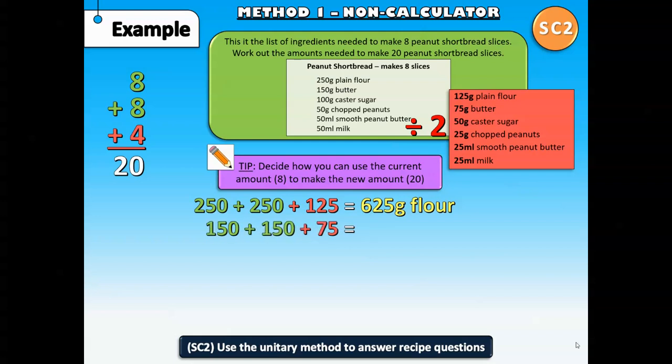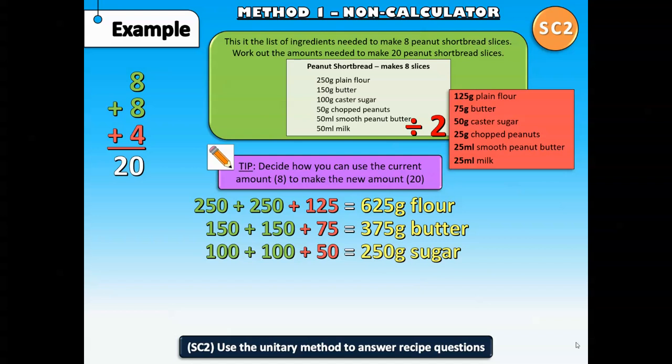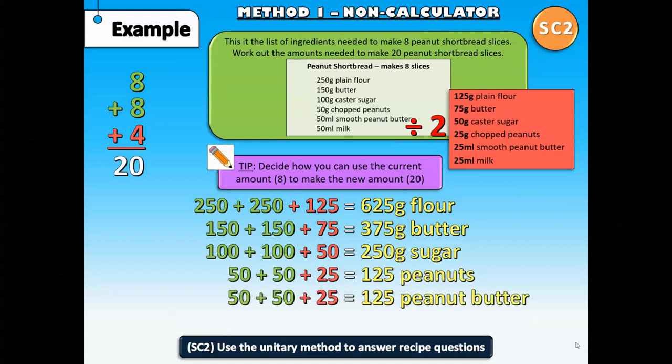For butter, we'd need 375 grams. Caster sugar, we need 250 grams. 125 chopped peanuts. 125 milliliters of peanut butter. And 125 milliliters of milk.